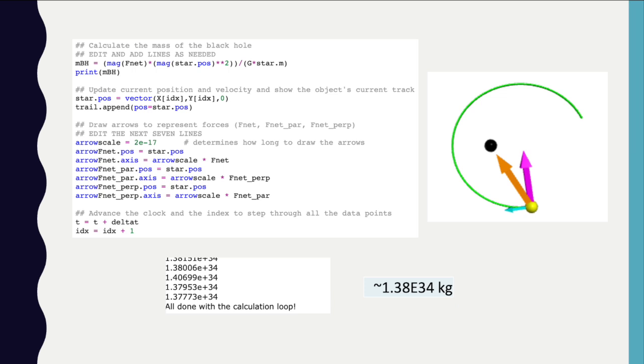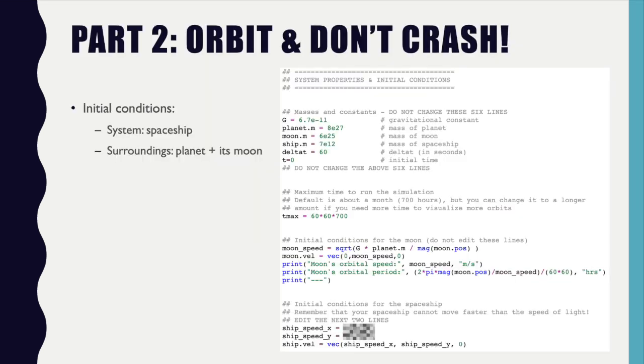Finally, to calculate the mass of the black hole, I rearranged the universal gravitation formula to solve for the mass of the black hole at each data point. I have also added arrows to depict F net and its parallel and perpendicular components. The output is shown here. Masses were outputted from over 400 data points, and I took the average to get 1.38 times 10 to the 34 kilograms.